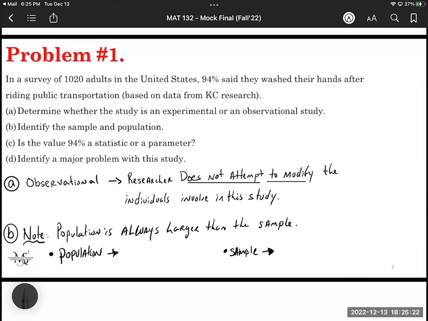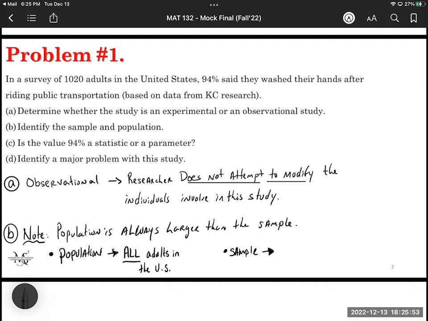All adults. That's right. One of the key terms when you define a population is you use the word all. So it's going to be all the adults, but namely not all the adults in the world. It'll be all the adults in the US. All the adults in the United States. However, what would be your sample?